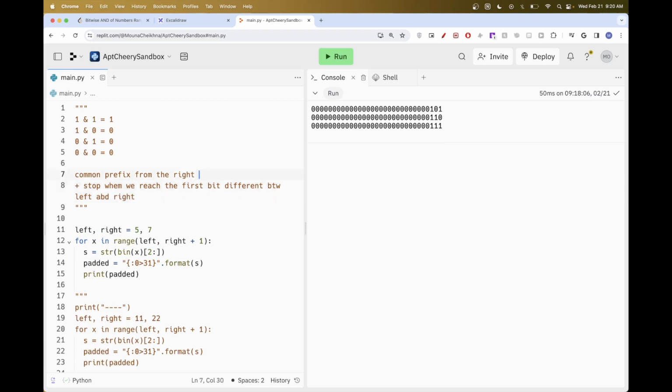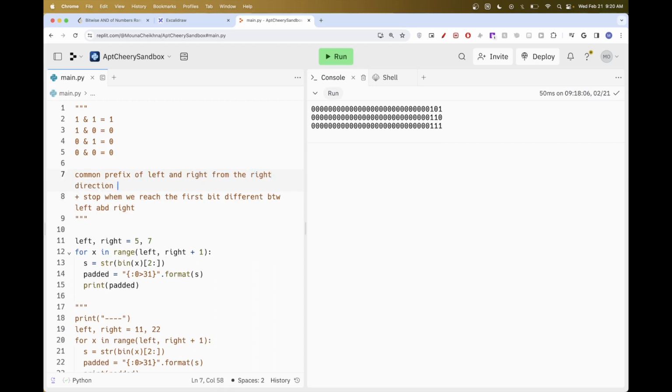From the right, basically, we take the common prefix of left and right, from the right direction. So basically, using the rightmost bit, going from rightmost to leftmost bit.